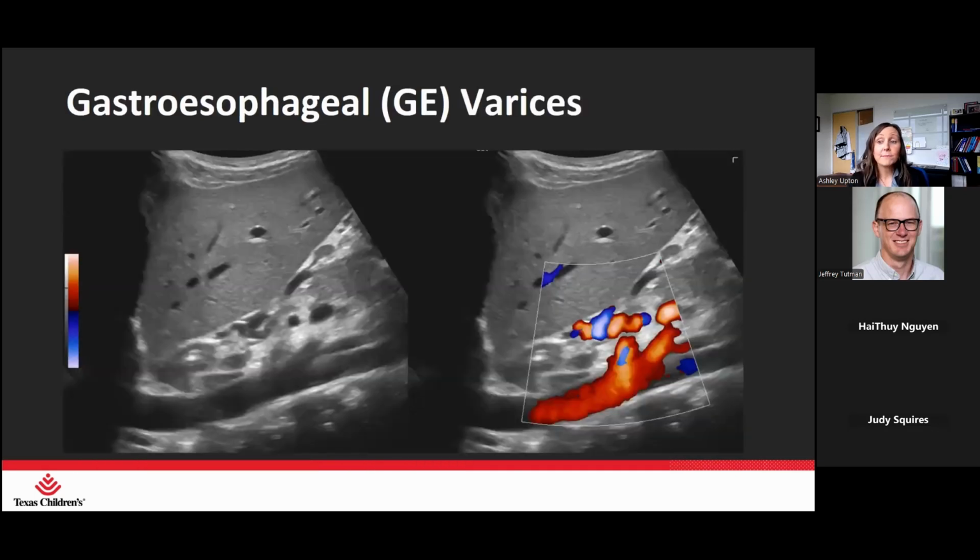In portal hypertension patients, it's important to assess the GE junction to look for GE varices. To assess for GE varices, you'll need to get a longitudinal view of the left lobe of the liver and the aorta. And the lesser omentum is the echogenicity between these two structures with the esophagus in view. And in this image, the arrow is pointing at the GE varices. So these are important to assess for, as this is a potential source for a significant GI bleed in a patient with portal hypertension.